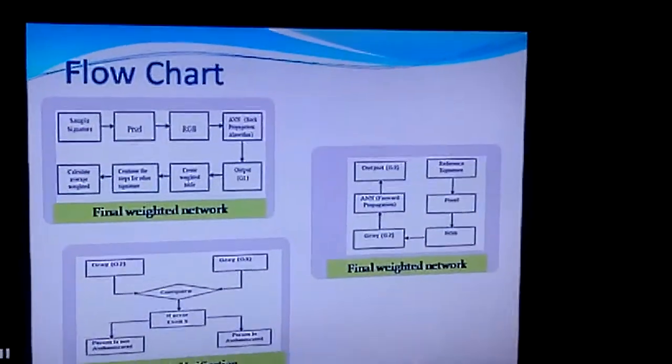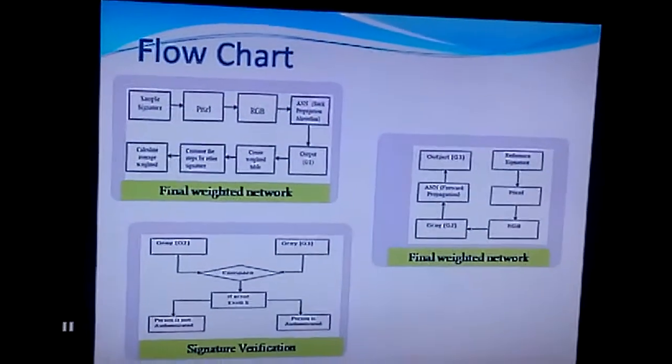with two or three or more signatures, there are some differences, but that difference is not more than 0.5. But if the signature is not genuine, or the signatures are forgery, then the difference is always more than 0.5. This is our flowchart.